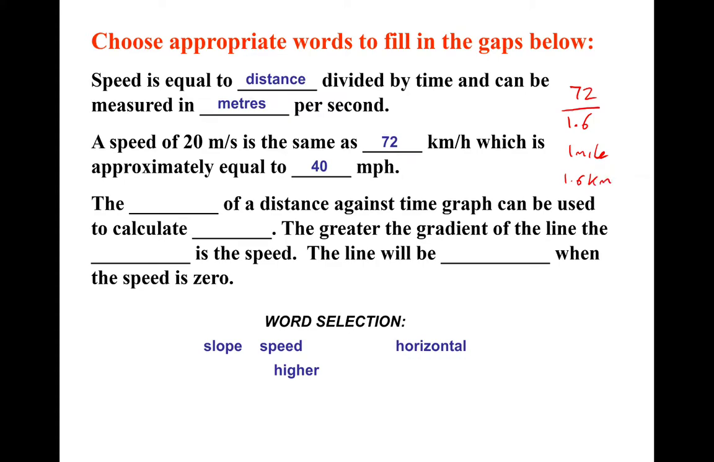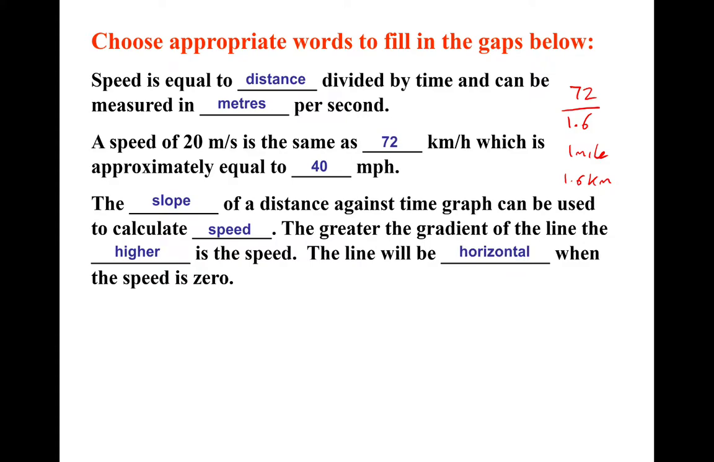Let's move on. The slope, or the gradient, of a distance against time graph can be used to calculate speed. The greater the gradient of the line, the higher the speed. The line will be horizontal when the speed is 0.